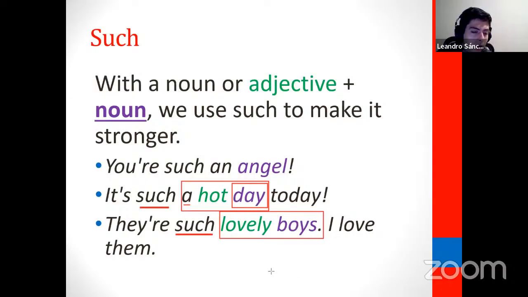Because boys is plural. Correct, right? So very easy. So it means that if you have people, you are not going to use that one as well, right? Because people is also plural, right? If you have children, children is also irregular, but it's also plural, right? So they are such lovely people. They are such lovely children, right?